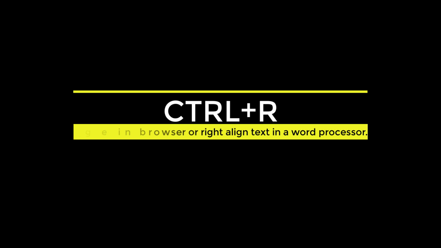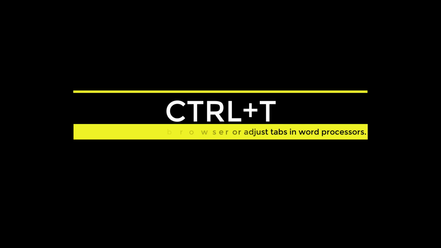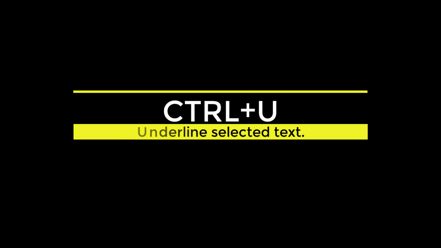Control plus R. It is used to reload a page in browser or right align text in a word processor. Control plus S. It is used to save the document or file. Control plus T. It is used to create a new tab in an internet browser or adjust tabs in a word processor. Control plus U. It is used to underline selected text.